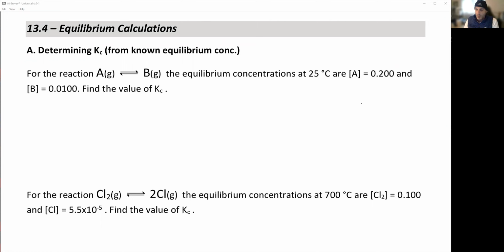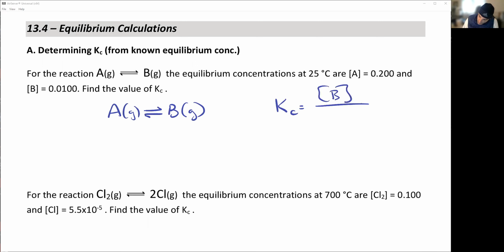So here we go. For the reaction A goes to B. Whenever we have an equilibrium problem, one of the first things I want you to do is write out the equilibrium reaction, as well as the equilibrium expression. Kc is equal to the concentration of products over the concentration of reactants. There it is. Now once we have this, let's read through.